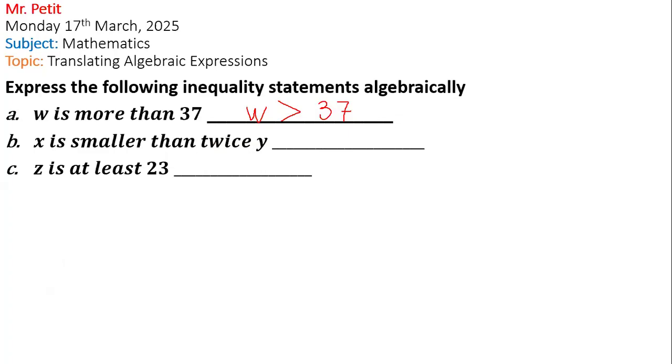Let's go ahead and do B. X is smaller than twice Y. How are we going to get that? X with the less than sign and open the mouth to W. Anyone else? Put a 2 in front of Y. Okay, interesting. Anyone else want to help? X is smaller than twice Y, with the less than sign, Y times 2. Say it again. X less than sign with Y times 2.